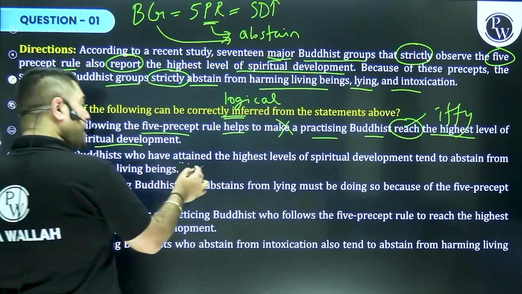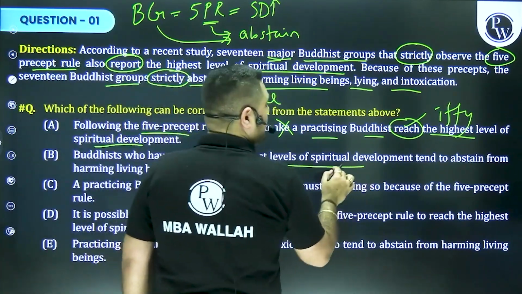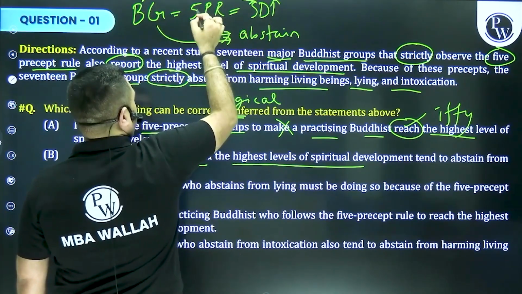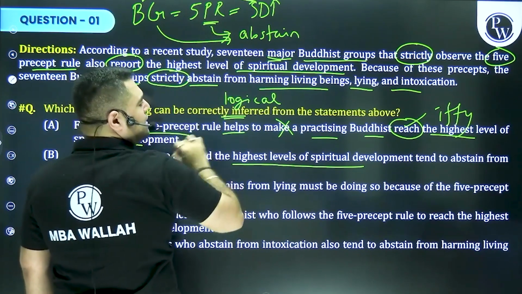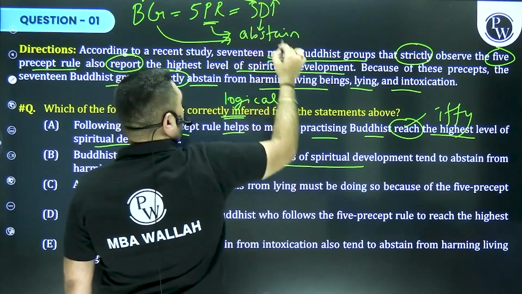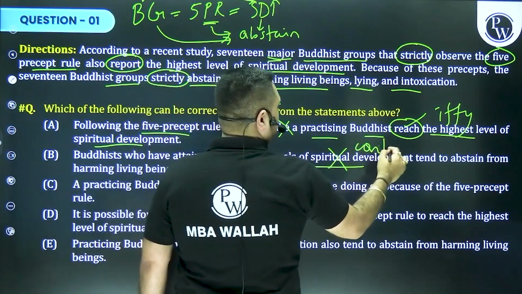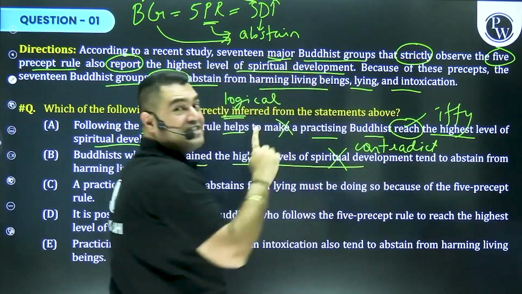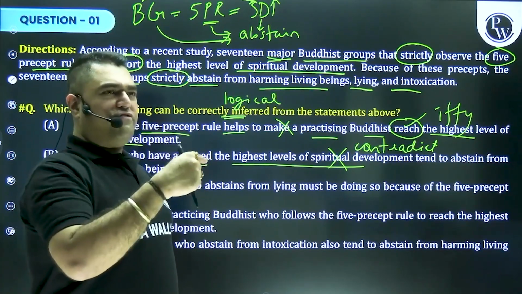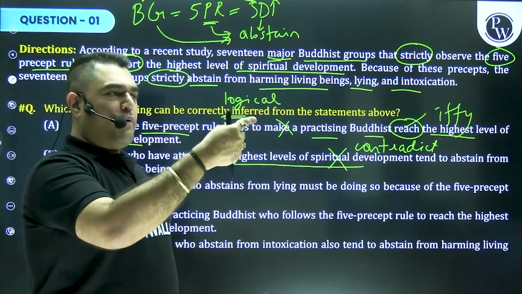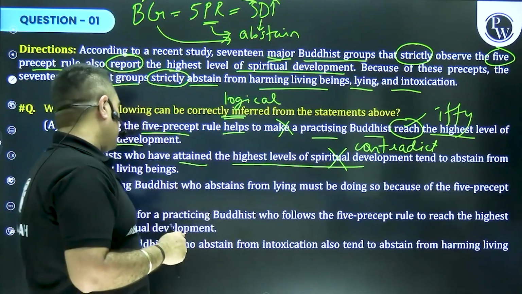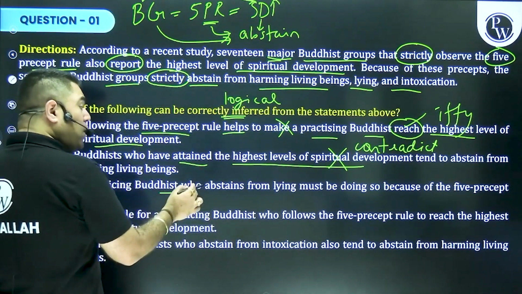Buddhists who have attained the highest level of spiritual development. Now, Buddhists who have gone to spiritual development, but spiritual development via the 5 precept rule, tend to abstain. Wow, straight away spiritual development leads to abstain. Wrong. This is contradicting. This is missing. See, that is why Amit sir writes the magic equation. Buddhist monks, 5 precept rule, spiritual development, and with the 5 precept rule you have to abstain. Spiritual development, you don't have to abstain. Remove it, finished.